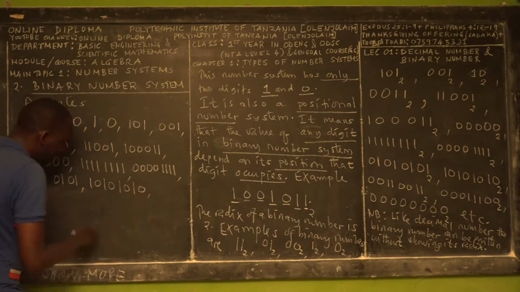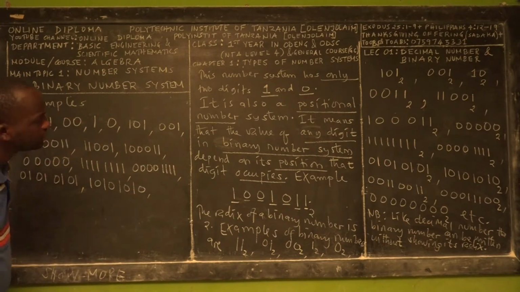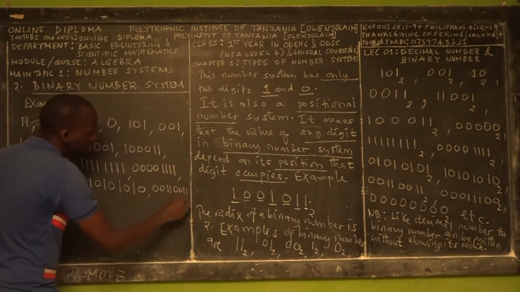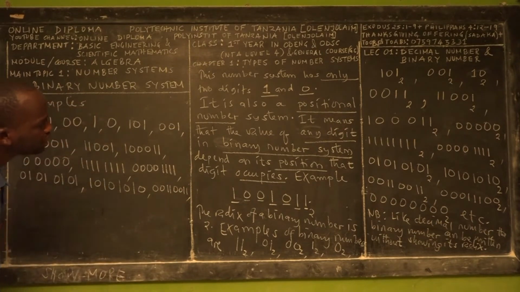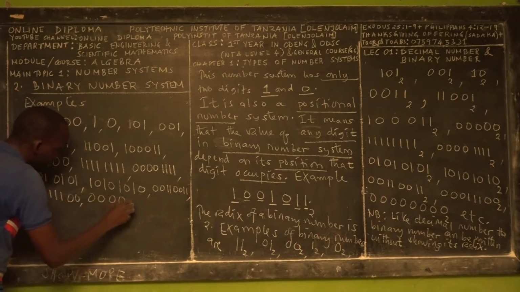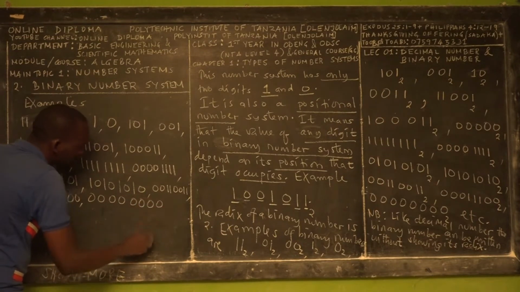Alright? Then we can have 10101010. So you have 01001100 11. And then you have 00011100. Then we have 8 bits of 0, 00000000, etc.